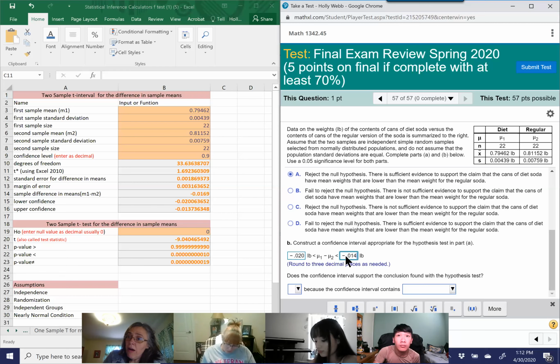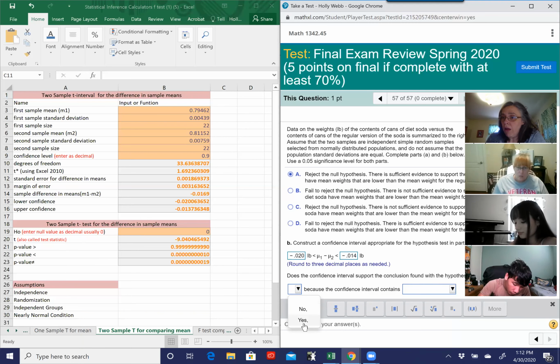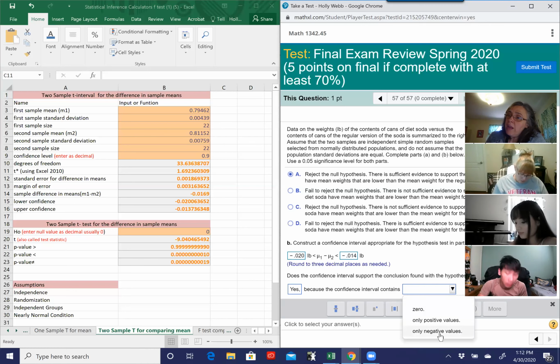And 0 is not in that interval because the lower is negative and the upper is negative, so 0 is not between these two numbers. It says, does the confidence interval support the conclusion? Well, we rejected the null, and the null was that the difference of these means is 0, but 0 is not in here. So yes, this does support our conclusion, because the confidence interval contains only negative numbers, not 0.